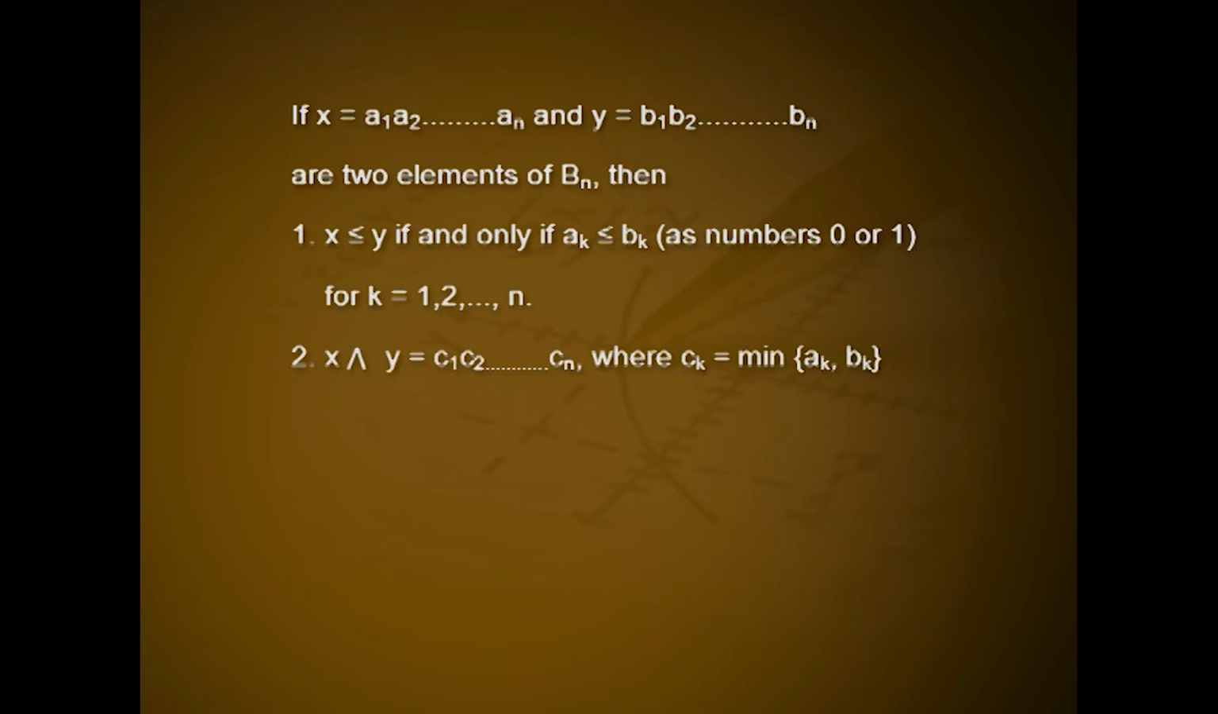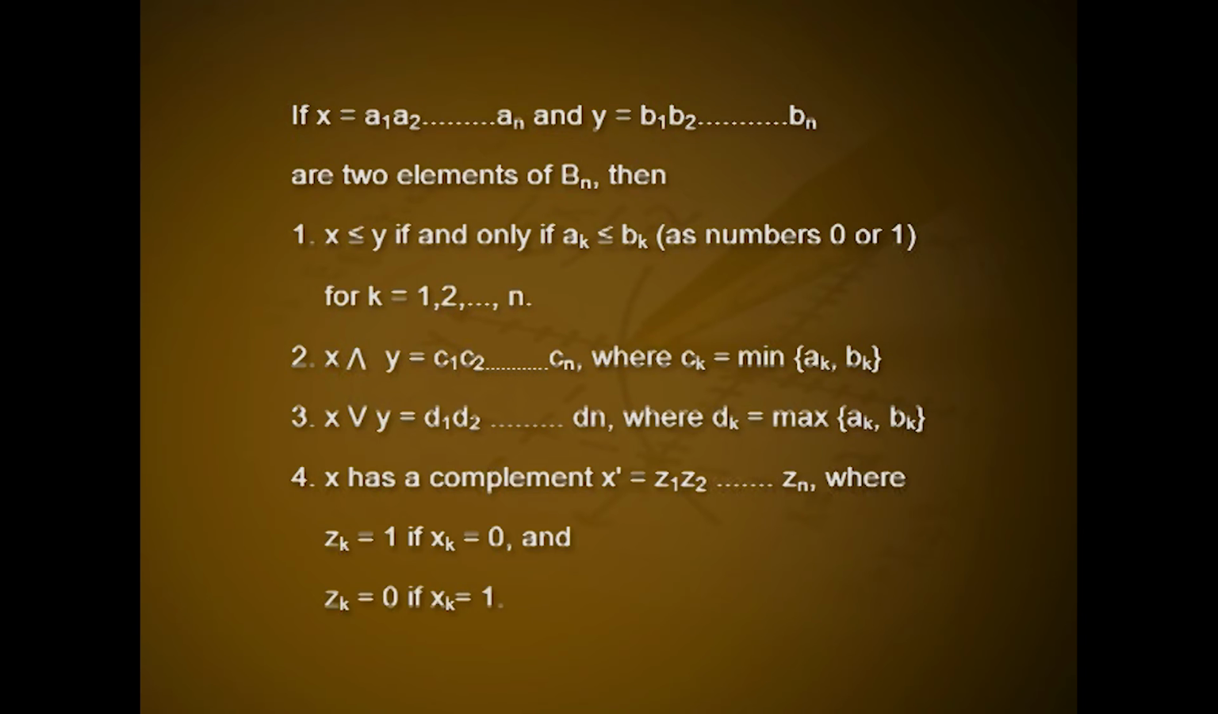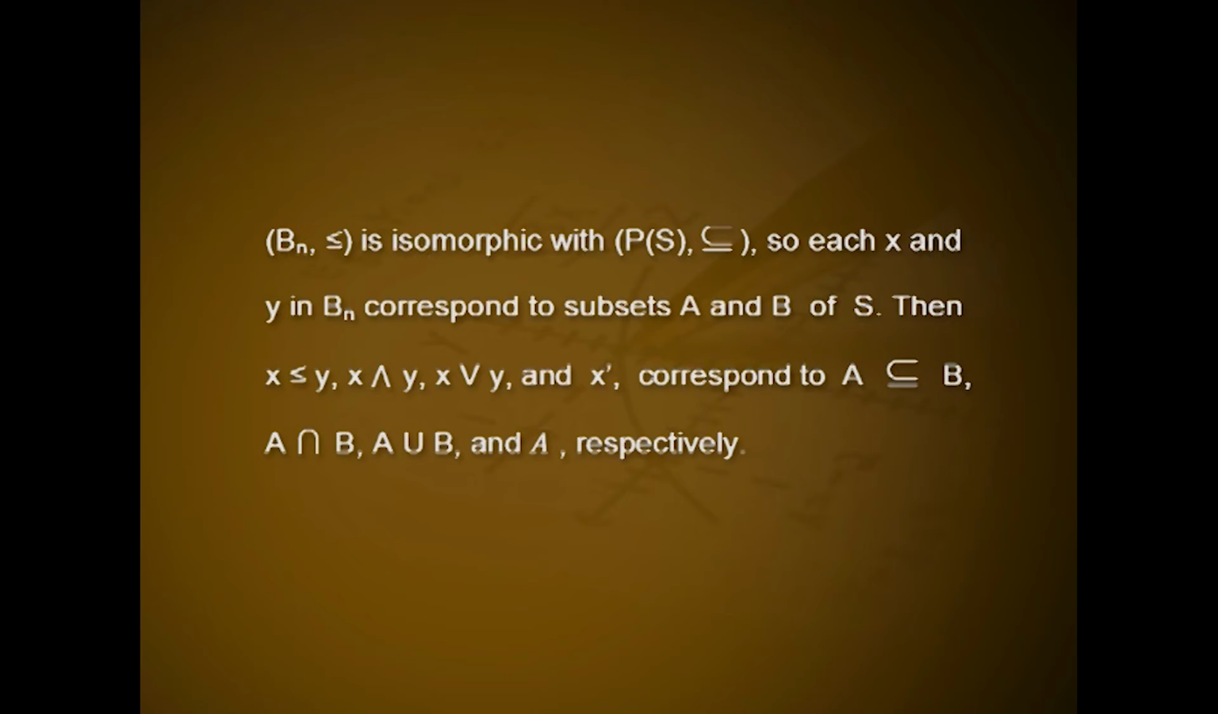and x meet y is equal to c1, c2, etc., cn, where ck is the minimum of ak, bk, and x join y is equal to d1, d2, etc., dn, where dk is equal to the maximum of ak, bk, and x has a complement x dash which is equal to z1, z2, etc., zn, where zk is equal to 1 if xk is 0 and zk is equal to 0 if xk is equal to 1. The truth of these statements can be seen by noting that Bn with less than or equal to is isomorphic with P of S with set containment.